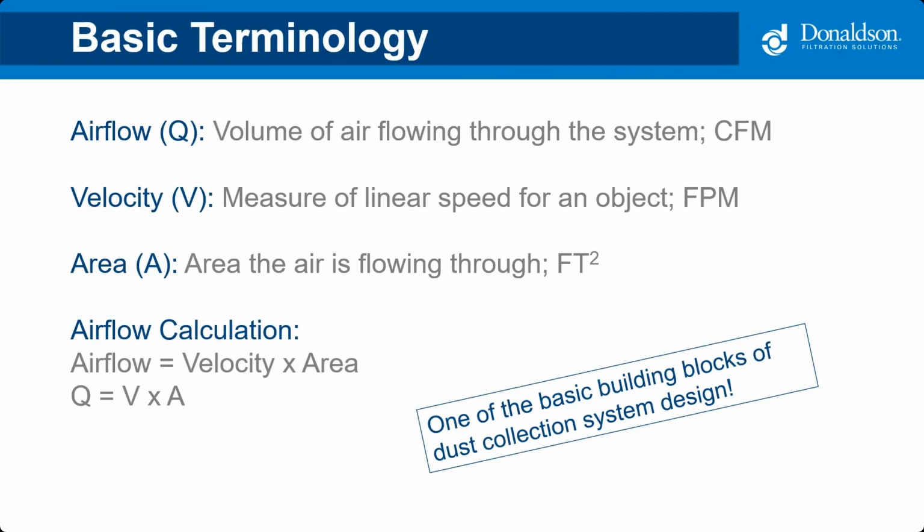This formula is one of the basic building blocks of dust collection design. We start at the pickup points and calculate using a formula to get the needed airflow of each pickup. This will then give us the total CFM needed for the system. The formula is also used when calculating the needed velocity within the ductwork. Throughout the design of the system, we refer to Q equals V times A over and over again.